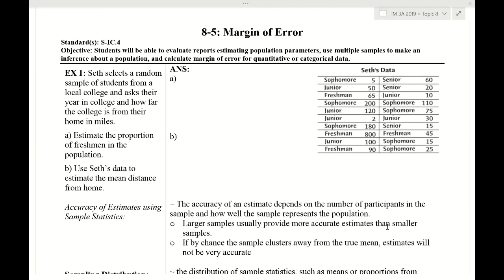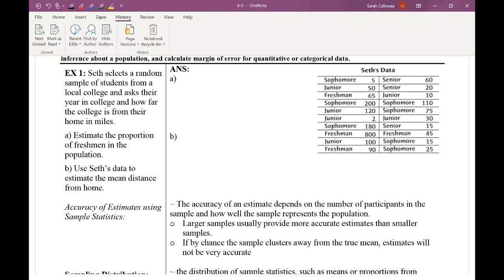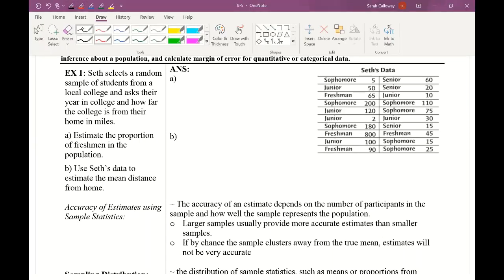And so we're asked 2 different questions. They want us to estimate the proportion of freshmen in the population, and they want us to use Seth's data to estimate the mean distance from home.